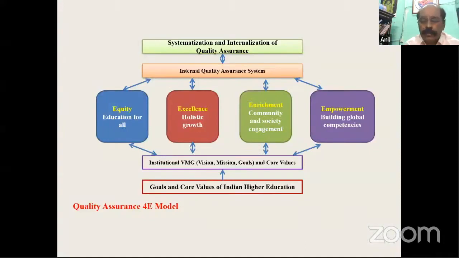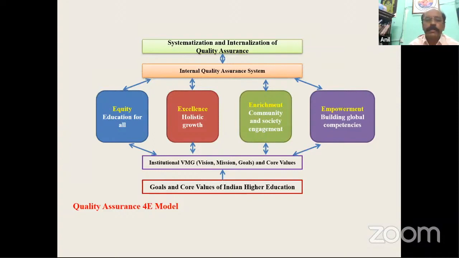Again, this is a recent trend, of course. This is based on the 4 coordinate principles of higher education, that is equity, excellence, enrichment, and empowerment. They look for the institutional goals, core values, that is the vision, mission, goals, and core values. Equity, there must be an inclusive attitude, that is education for all. You have to impart education for all, whether it is rich or poor or any social or economic background.